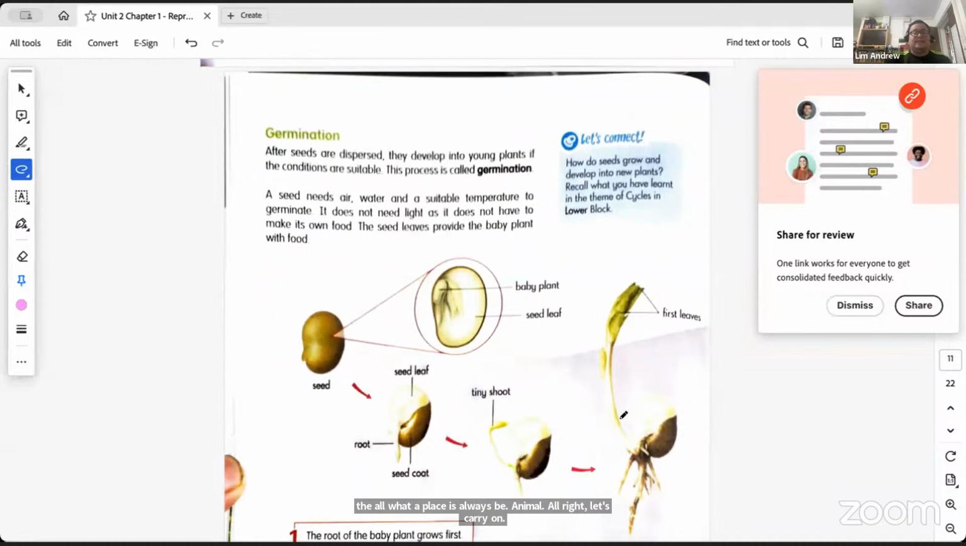After the seed is dispersed to its respective location, the seed will begin to develop into a young plant if the conditions are right. This process is called germination. A seed needs air, water, and a suitable temperature to germinate. It does not need sunlight because it does not make its own food. The food is stored inside the baby seed.